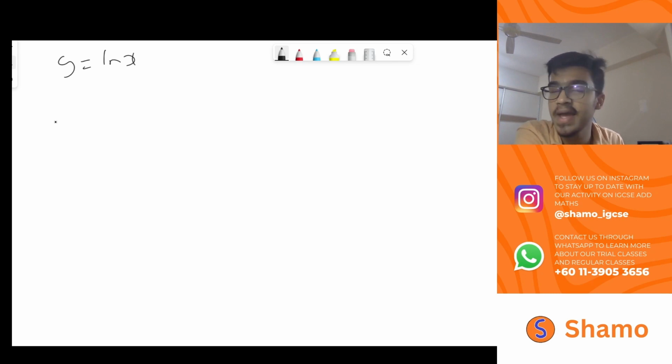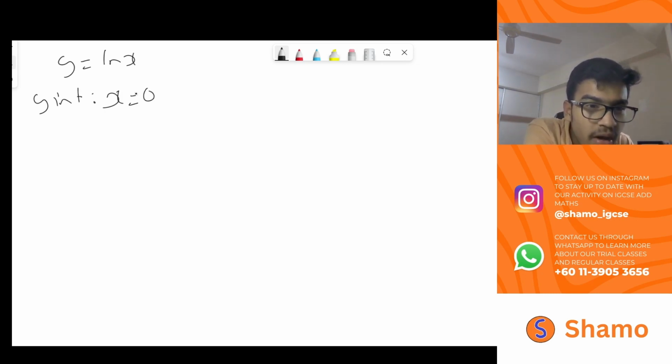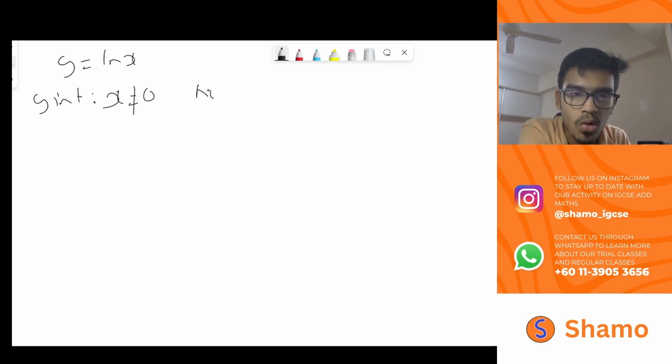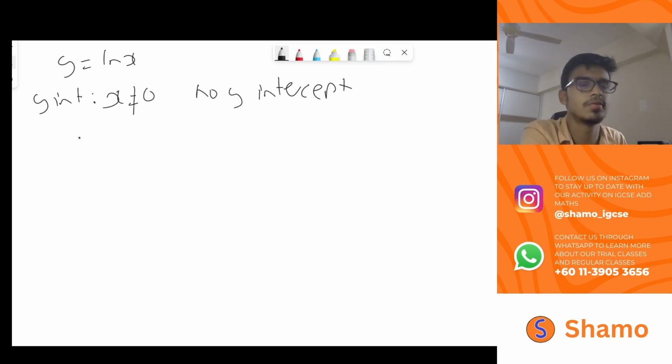Okay, let's find the x-intercept and y-intercept. The y-intercept is when x equals 0. By now you should know x cannot be 0. If you don't know this, slap your face, okay? x cannot be 0, which means there is no y-intercept. The argument cannot be 0.